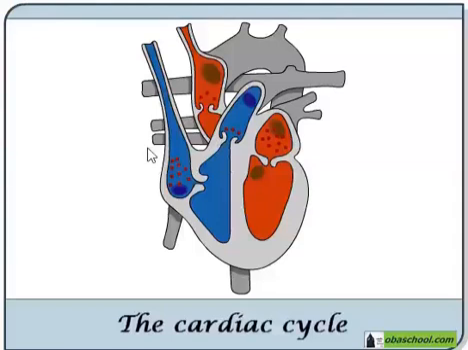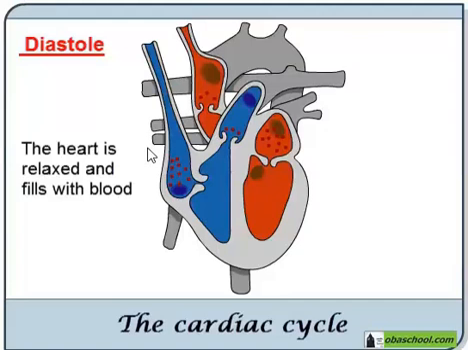So this is the cardiac cycle. In diastole, the heart is relaxed and it is receiving blood at the atria. So at the right atrium, it is going to be receiving deoxygenated blood from the vena cava, and on the left atrium, it's going to be receiving oxygenated blood from the pulmonary vein. This is diastole.